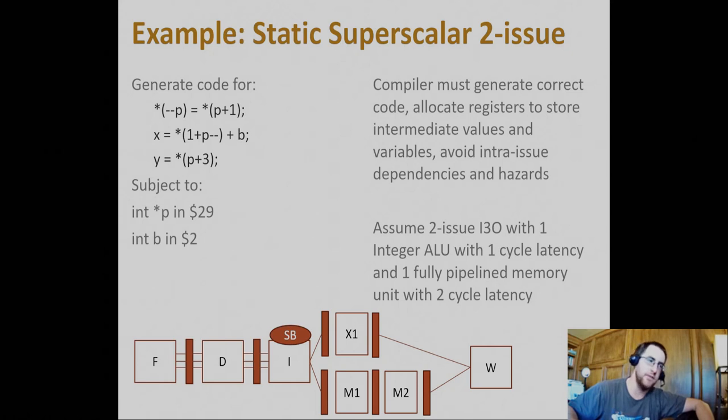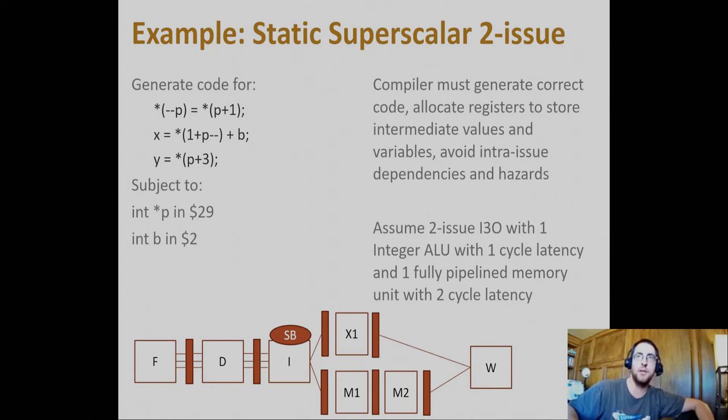In-order front end, which is fetching and decoding, in-order issue, in-order execute, and out-of-order write back. With one integer ALU with a one-cycle latency, that's our X pipeline. And one fully pipelined memory unit with a two-cycle latency. So fully pipelined means that we can put a new instruction into that execute unit every single cycle.